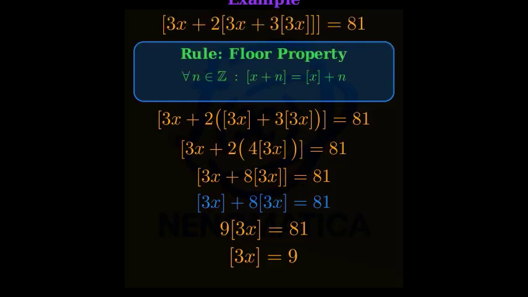Combine like terms to get 9 times floor of 3x equals 81. Step 4. Divide both sides by 9 to isolate the floor term. So floor of 3x equals 9.